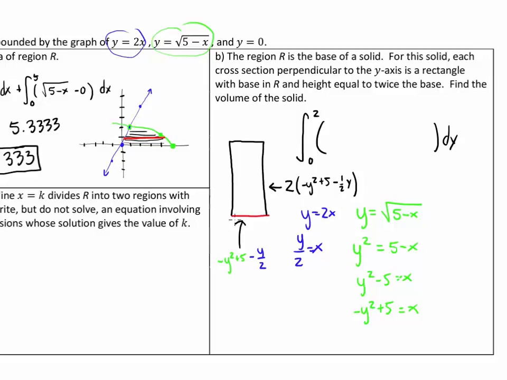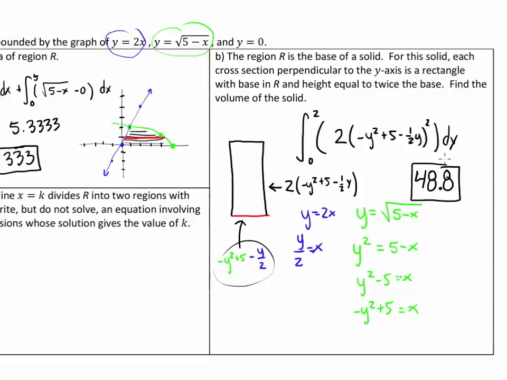We want to find the area of this rectangle, so it's that expression times that expression. So in fact, since this and this are the same thing, what I really have is 2 times negative y squared plus 5 minus 1/2 y, squared. And that's what I type in my calculator. That will find me the volume of the solid generated by these rectangles. I got a nice 48.8 for the volume of that solid.